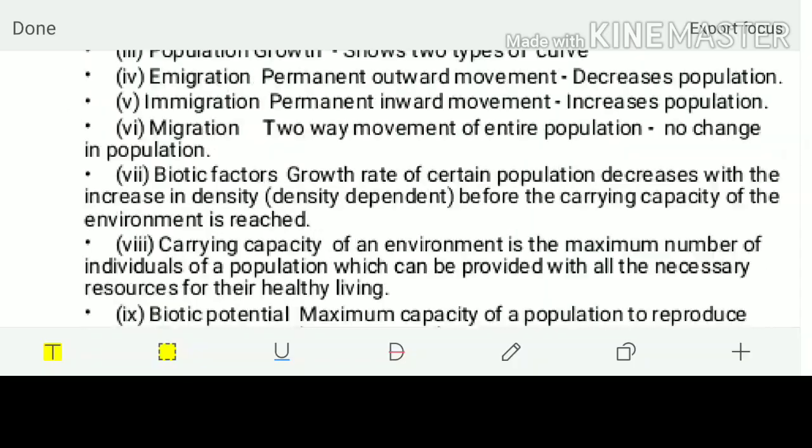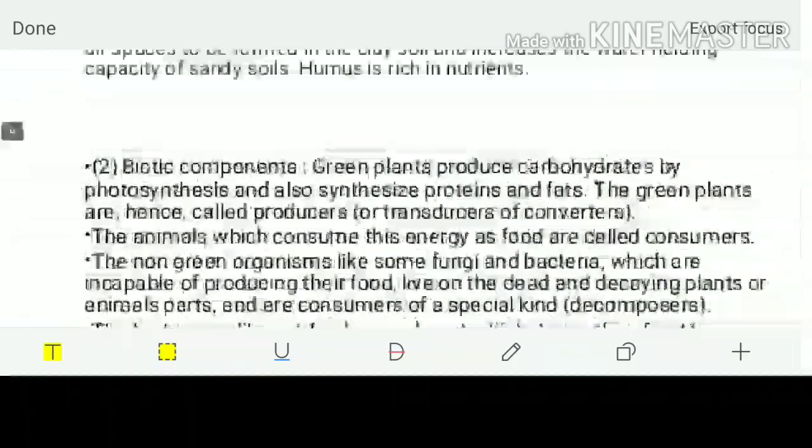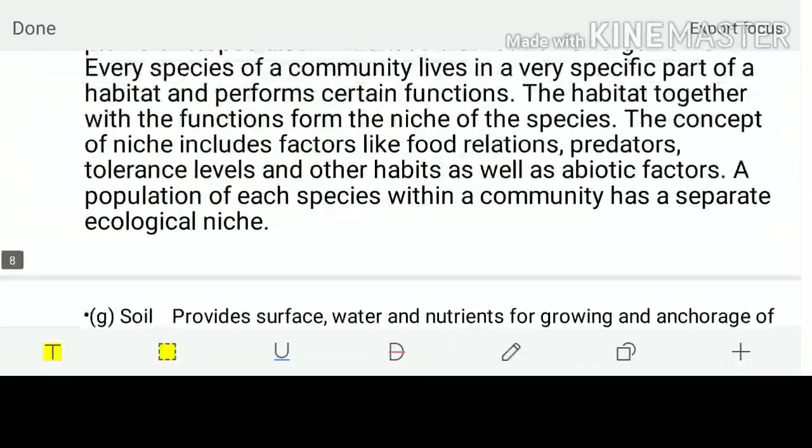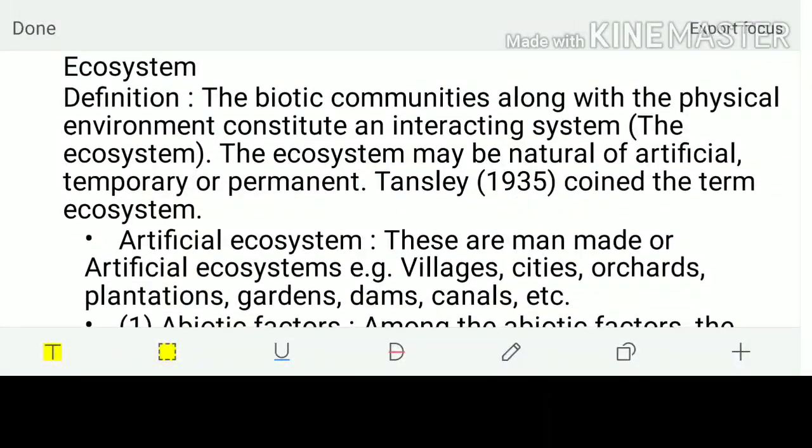So let's get started. Our today's topic is ecosystem. Okay. Here, we'll be dealing with the definition first. The biotic communities along with the physical environment constitute an interacting system. It may be natural or artificial.